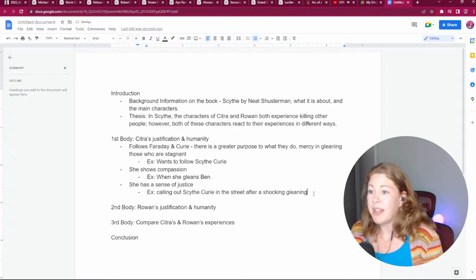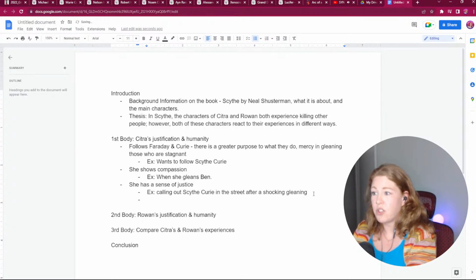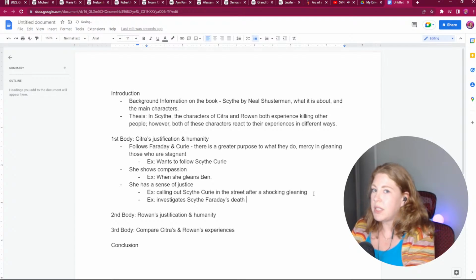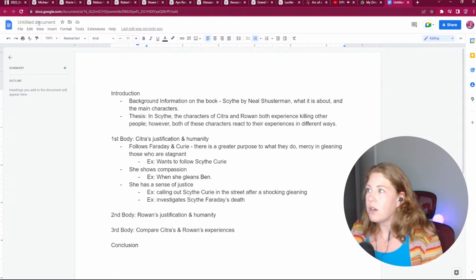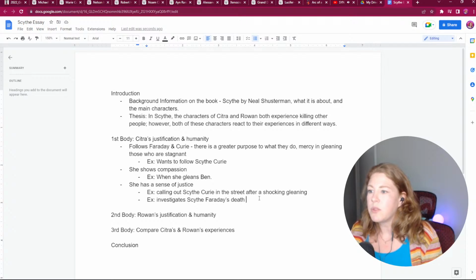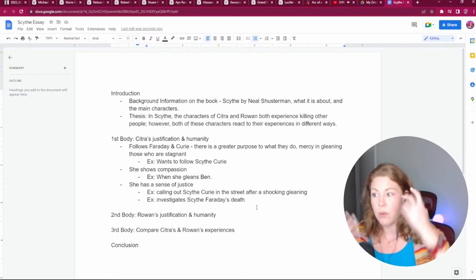Okay. Another example of how she has a strong sense of justice is when she investigates Scythe Faraday's death, right? She doesn't believe that he would glean himself. At the very beginning, she's like, there's no way he could have done that. So I'm going to title this real quick, Scythe Essay. The fact that she even goes and investigates it shows that she really has a sense of justice. She doesn't want whoever did kill him to get away with it.